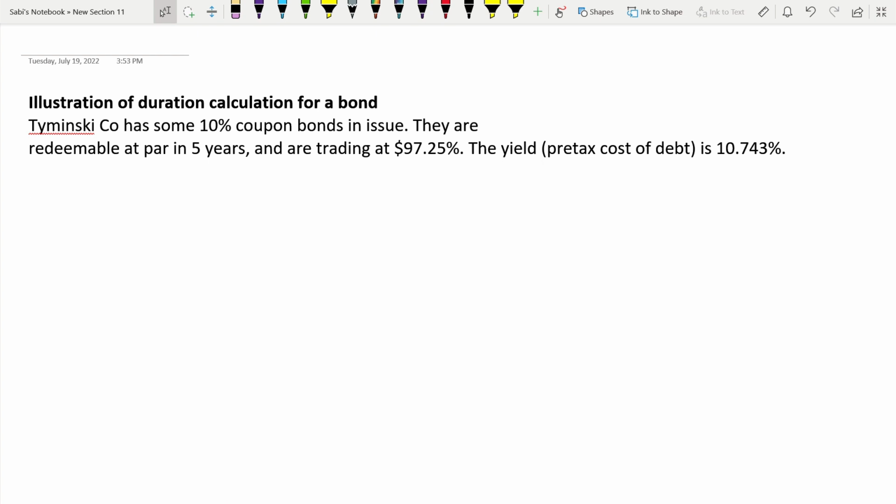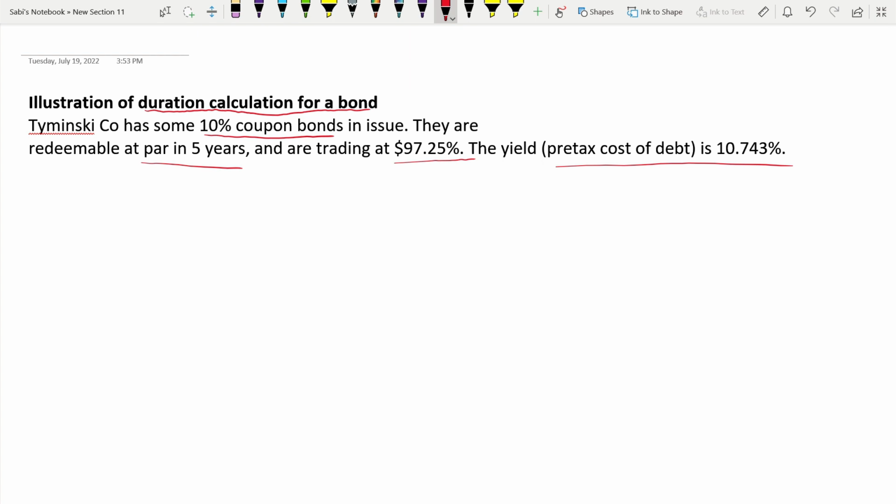So in this question, we are going to see how to calculate duration for a bond. The company has a 10% coupon bond. They are redeemable at par in 5 years, trading at 97.25%. The pre-tax cost of debt is 10.743%. So what should you calculate first?